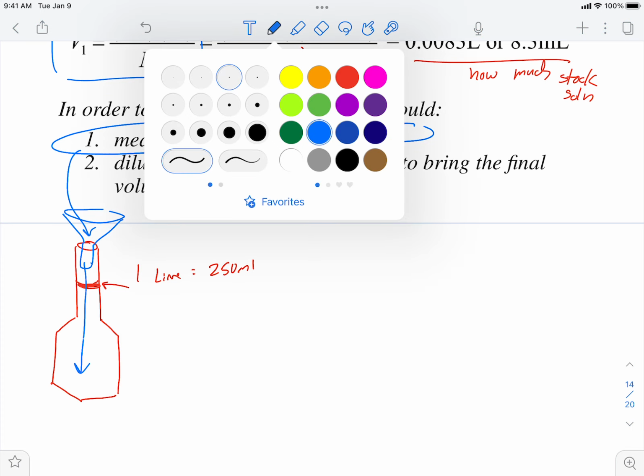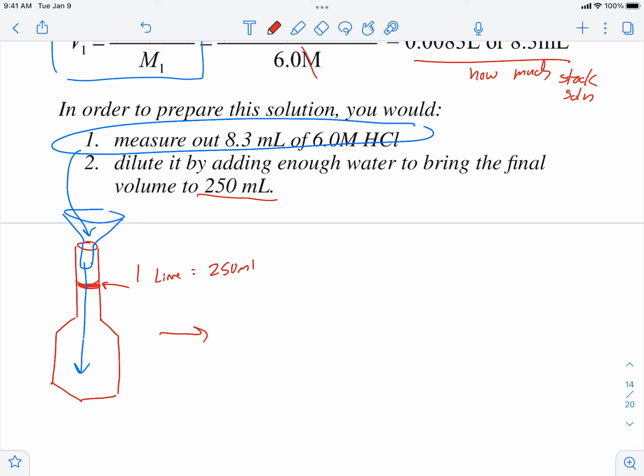And at that point, you've got a little bit of liquid in here, right? Because you didn't add a whole lot. This is the 8.3 milliliters. But here's the desired volume. So in order to make the solution, we add water.